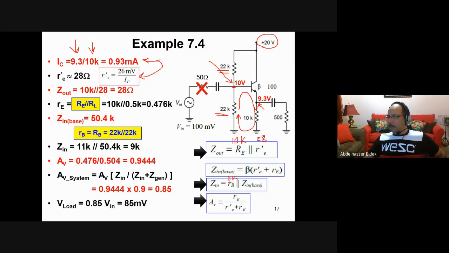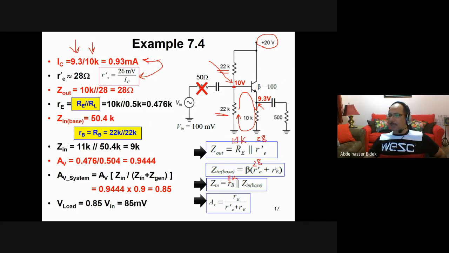11 kilo ohm. Okay. Then we need Z_in base. We don't know Z_in base. Z_in base is given by this equation. Beta here is 100. RE prime is 28. We did this already, so we did this one, 28.